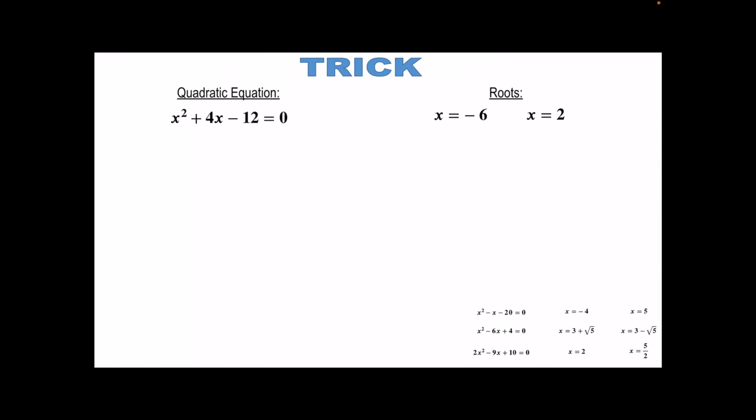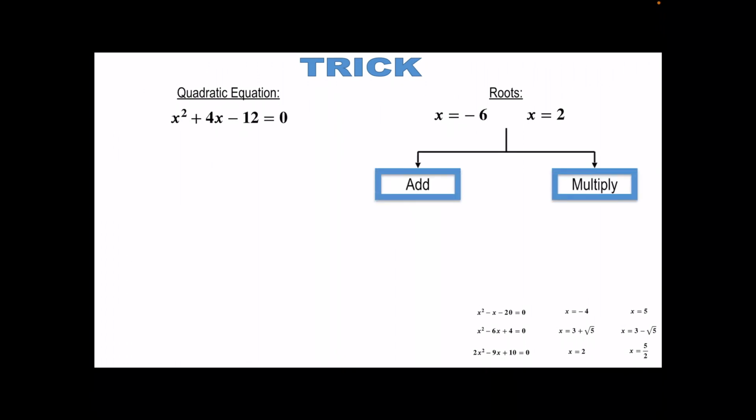Let's say you have this first equation, x squared plus 4x minus 12 equals to 0, and after solving this equation with any of the methods, you got the roots as -6 and +2. Now add the two roots, that will give you -4 as the answer of addition, and multiply these two roots and you get -12 as the product.